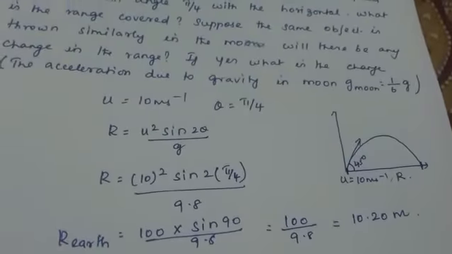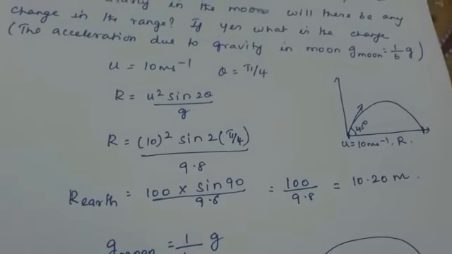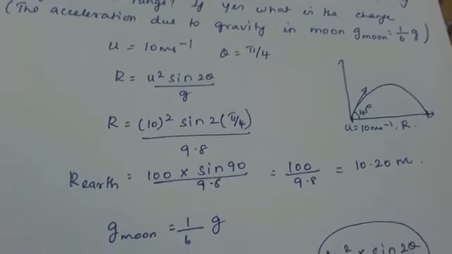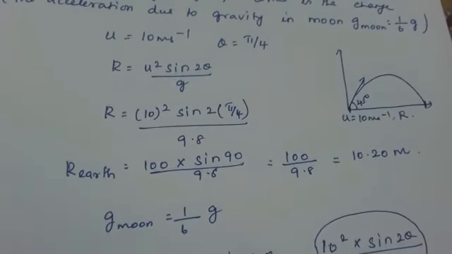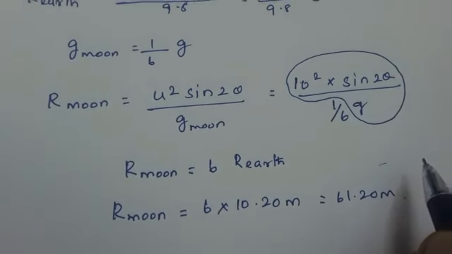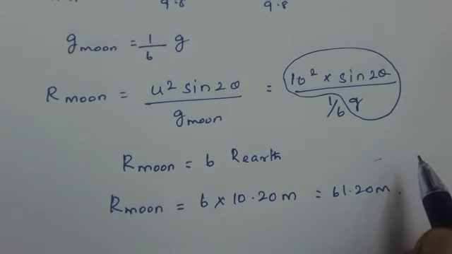What your question says is, is there any change? Yes, there is a change. R in earth is 10.20. R in moon is 61.20. So how many times is it increasing? 6 times it is increasing. So we can say the range attained on the moon is approximately 6 times that of earth.